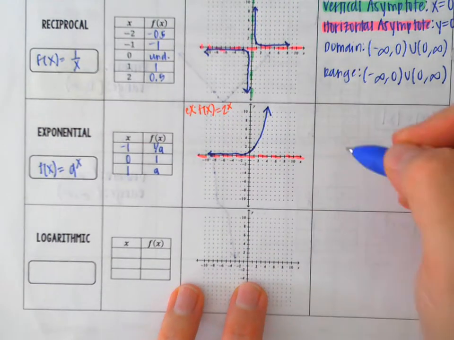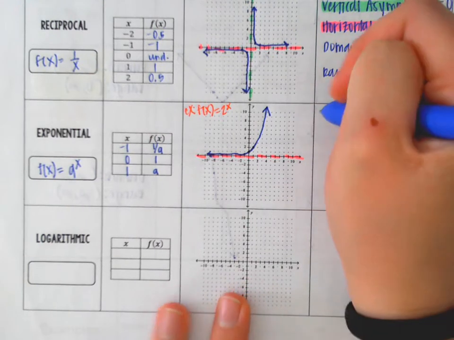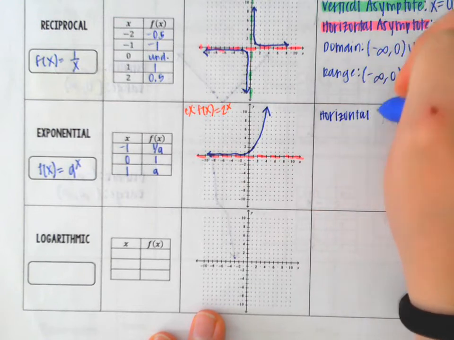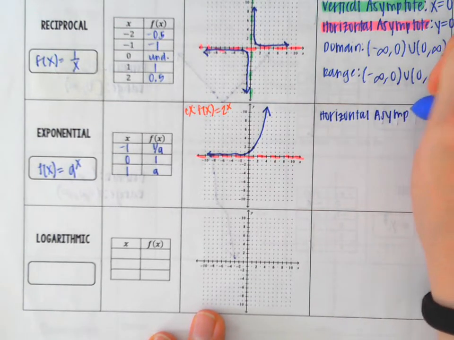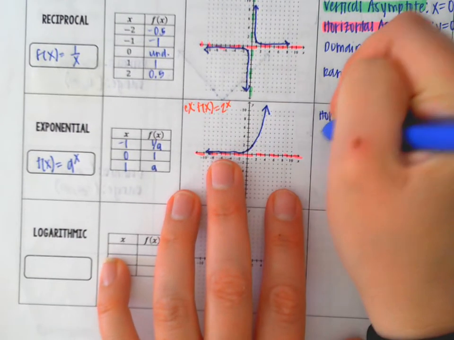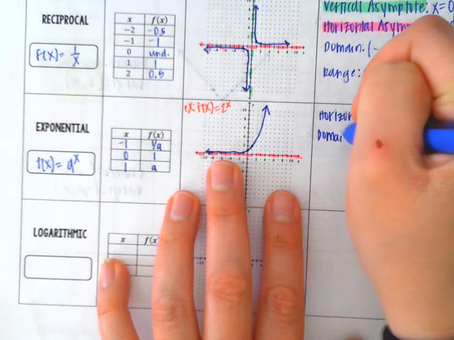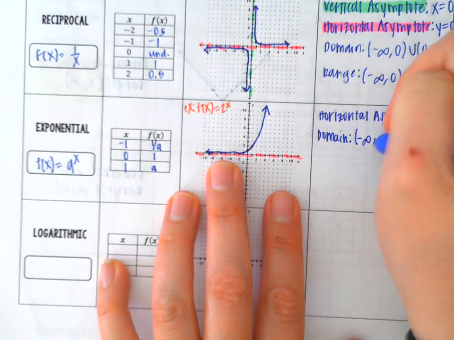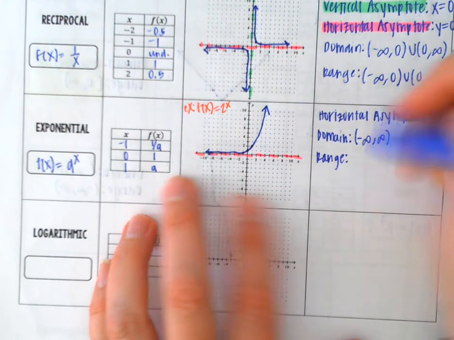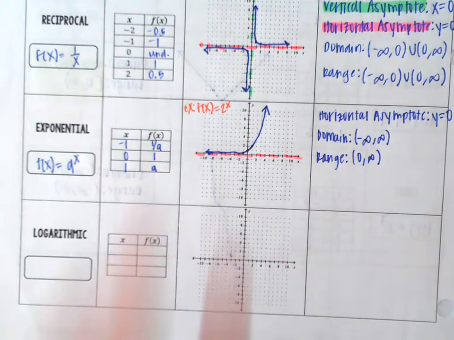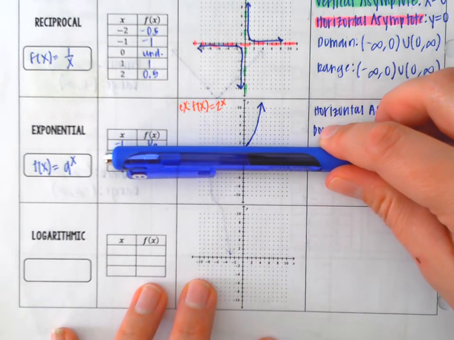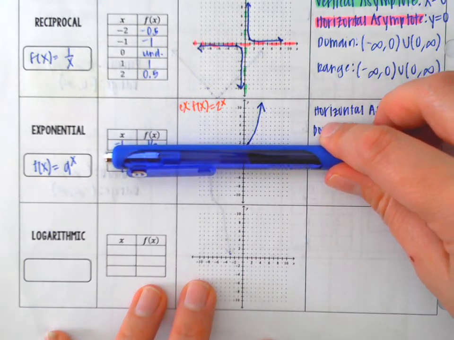And then we can write our important characteristics. First, it has a horizontal asymptote at y equals 0. The domain is always all real numbers. And then the range is 0 to infinity. We can just look at the graph and know, okay, nothing, nothing, nothing, 0, but it doesn't ever touch 0 because there's an asymptote there. And then it goes on forever.